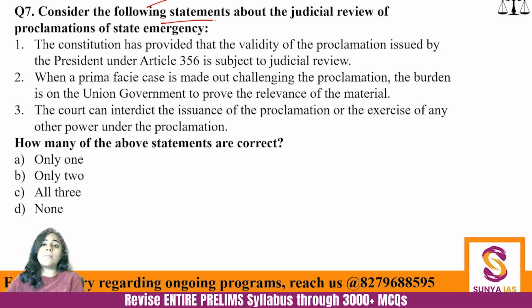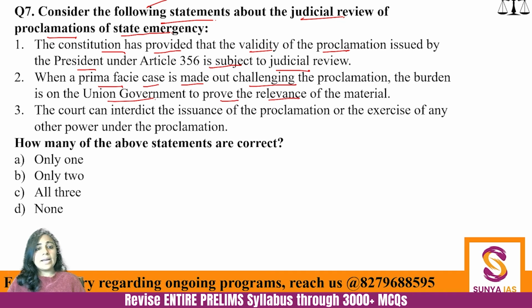Consider the following statements about the judicial review of proclamations of state emergency. Please read this very carefully. The Constitution has provided that the validity of the proclamation issued by the President is subject to judicial review. When a prima facie case is made out challenging the proclamation, the burden is on the Union government to prove the relevance of the material, and the court can interdict the issuance of the proclamation or the exercise of any other power under the proclamation. How many of the above statements are correct? Now, find the incorrect statement first.